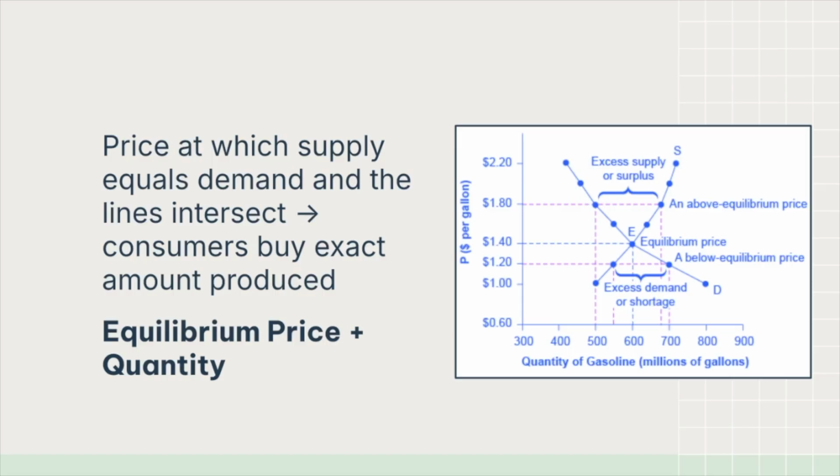And Guhan went over this earlier, but the equilibrium price and quantity is the price at which the supply equals demand and the lines intersect. So consumers buy exactly the amount that is produced, as you can also see in the graph here, where it's detailed at point E.